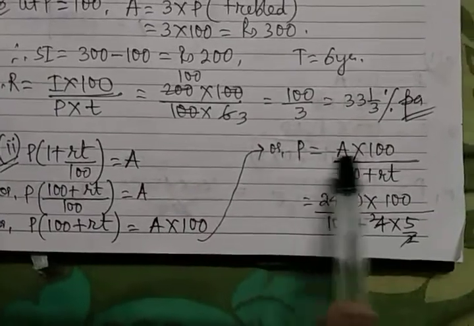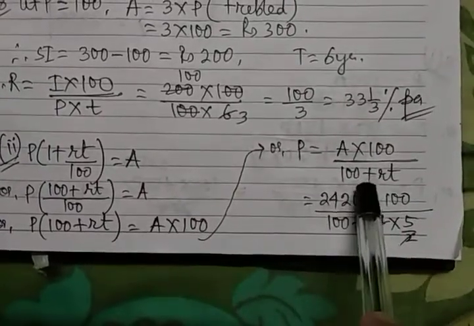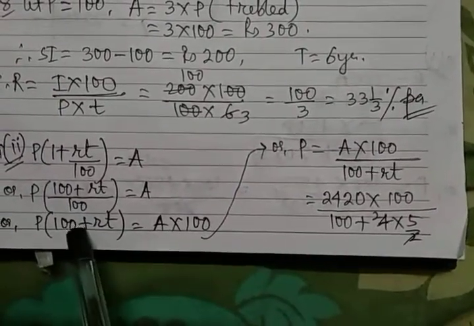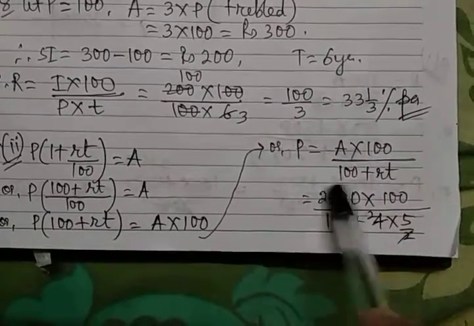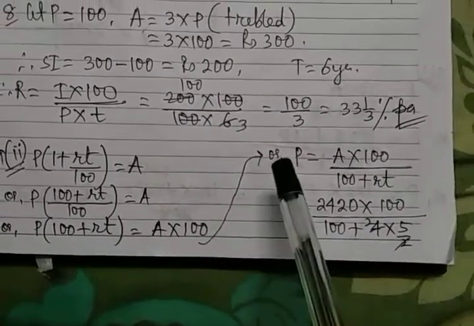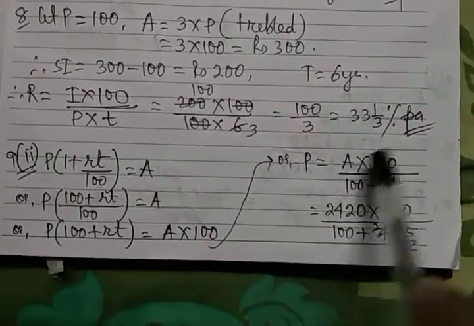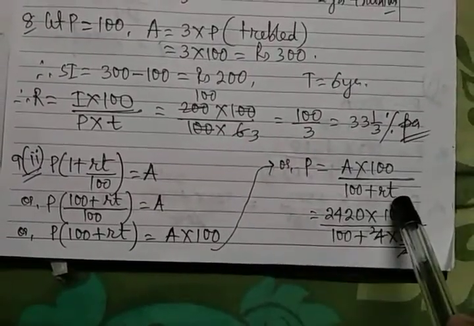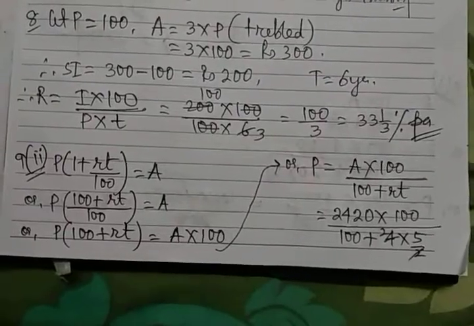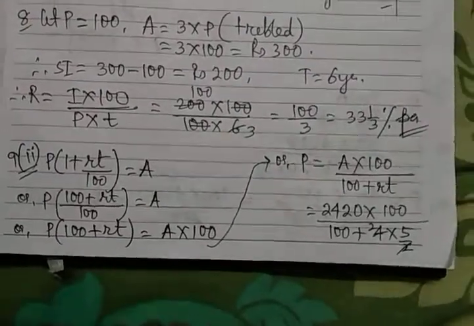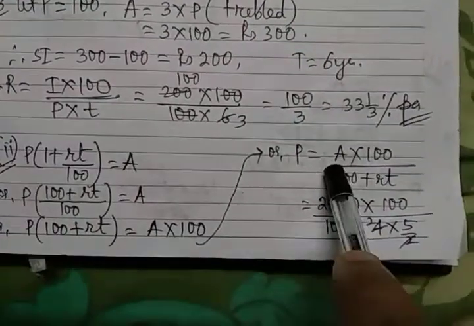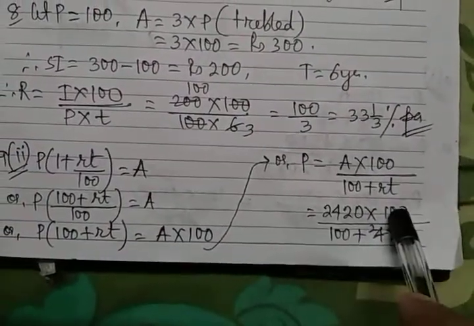So here the bracket will come down. Okay, I missed the bracket over here. Actually, it will come down with the bracket I missed. So here the bracket will be there. So you are getting P will be amount into 100 divided by 100 plus RT. So this is the formula for finding the principal from the amount. P, principal, will be amount into 100 divided by 100 plus RT.